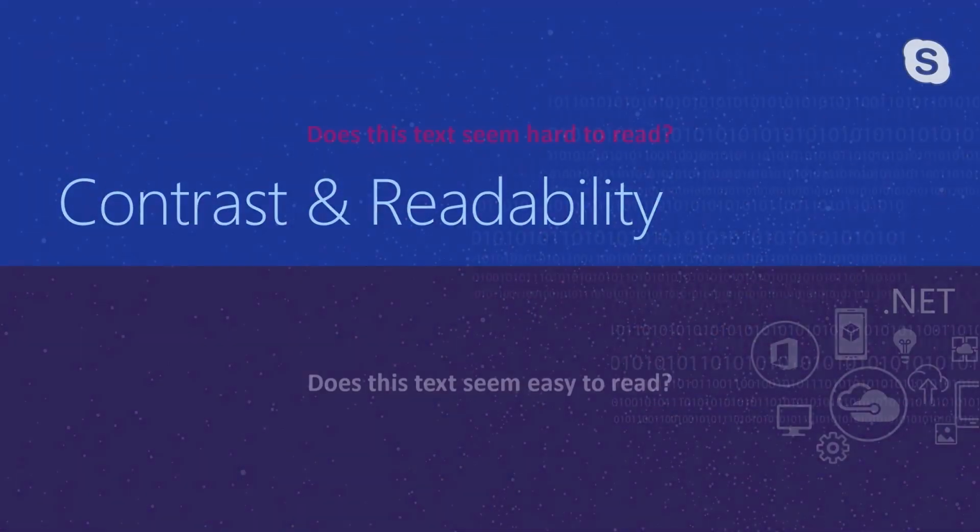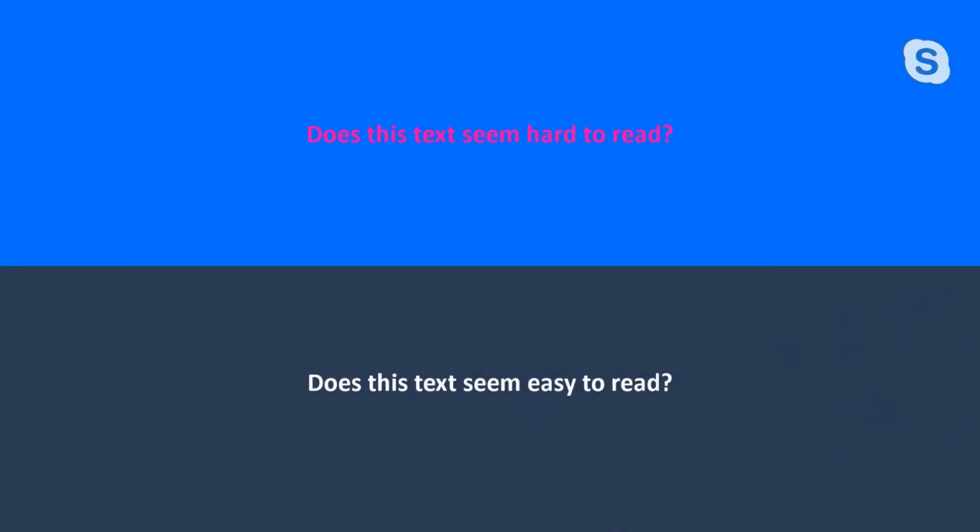Contrast and readability. So I've got a question here. This slide asks the question, does this text seem hard to read on top? And on the bottom, it asks the question, does this text seem easy to read? And again, if you're like most people, the answer is, yeah, the text on the top seems harder to read, and the text on the bottom does seem significantly easier to read. And the question is why?